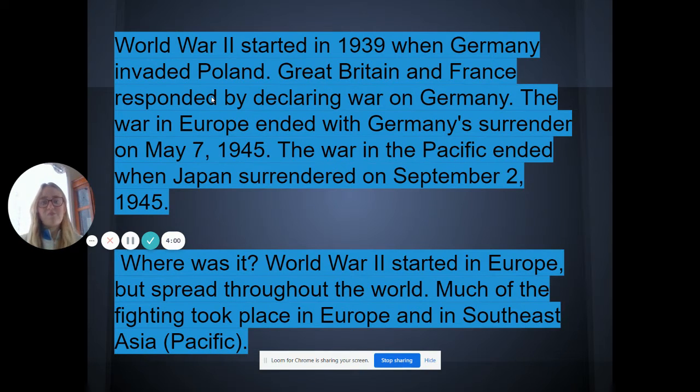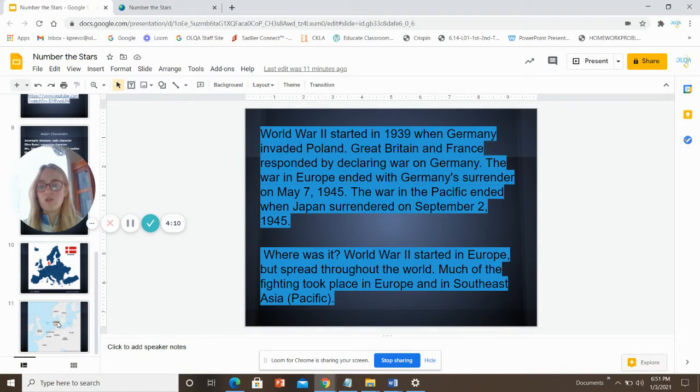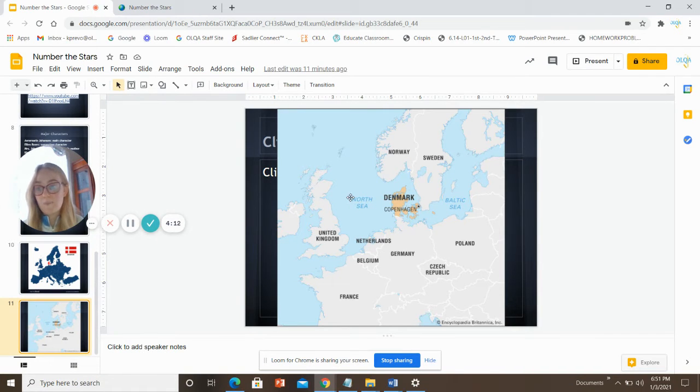The reason Great Britain and France wanted to declare war on Germany was because Germany, long story short, wanted to take over Europe. They wanted to take over a lot of the countries in Europe and gain a lot of power for themselves. Other countries did not want that to happen. So in order for that to stop, they joined the war as well.